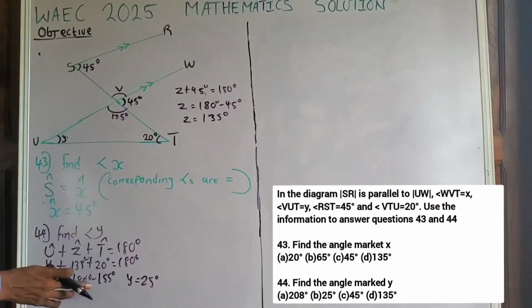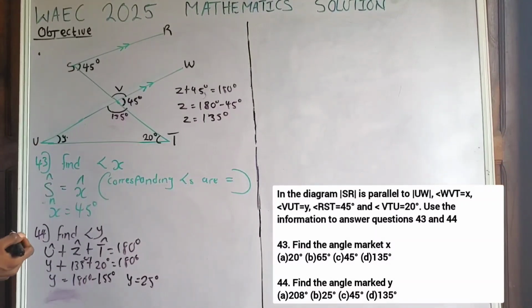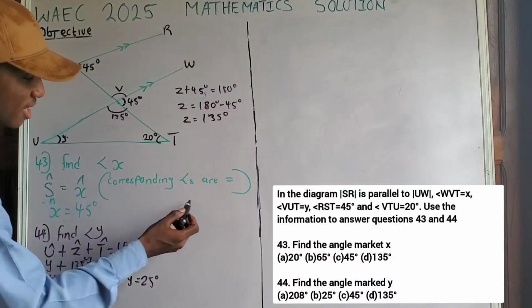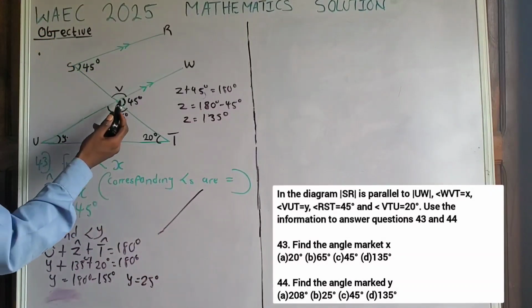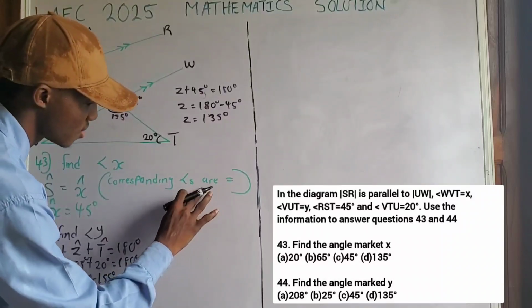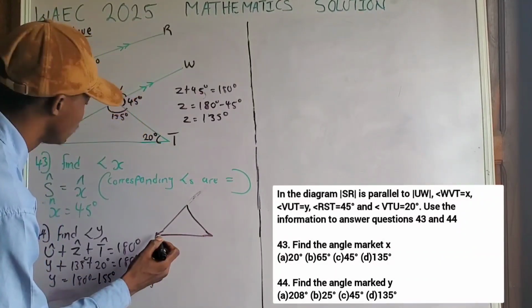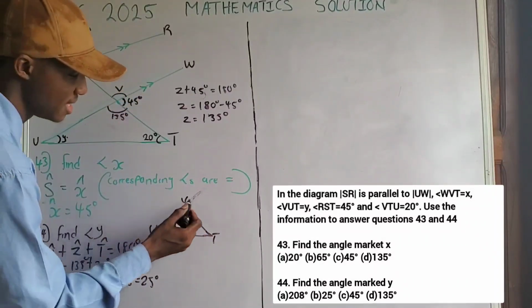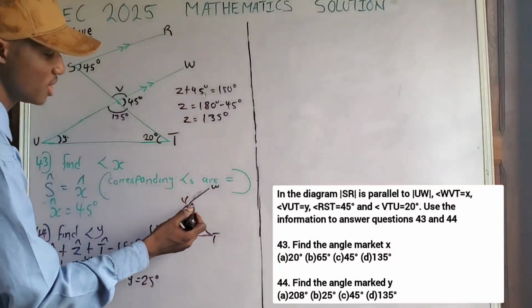Okay. So the angle Y that you see here is 25 degrees. Another way to solve this question is to use the exterior angle property of a triangle. If I want to draw triangle UVT, this is the triangle UVT. I want to teach you the second method. This is U, this is V, and this is T. Don't forget that this side extends to W. So this angle is what?